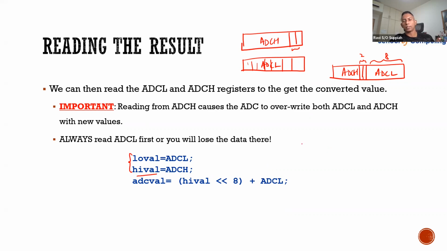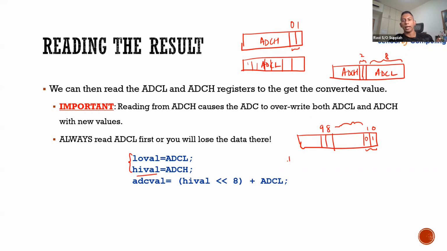So what happens? Let's assume the value in ADCH is 0, 1. The 0, 1 will be here, and I move this to the left by 8. From 0, 1, when I move it to the left by 8, it will come to bit positions 8 and 9.